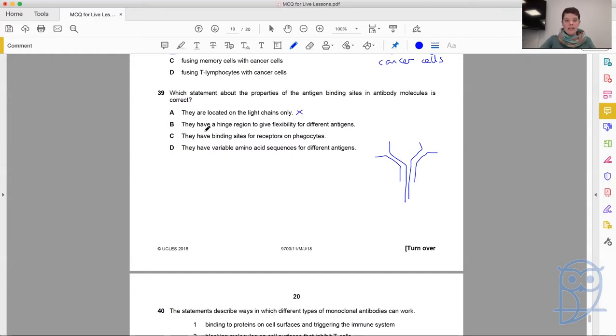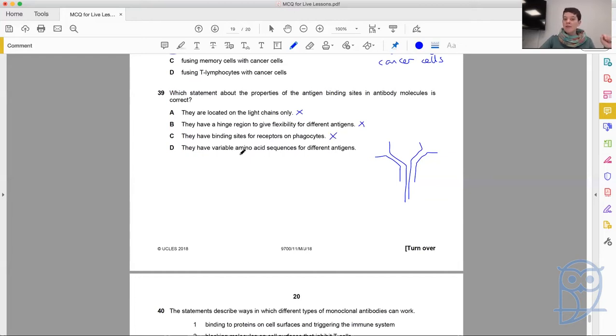Antigen binding sites have a hinge region to give flexibility for different antigens. No, the hinge region is very different. It's not for different antigens, it's for a different function of this molecule. Different antigens is about specificity and structure of that binding site. They have binding sites for receptors on phagocytes. No, the binding sites are all about the pathogen.